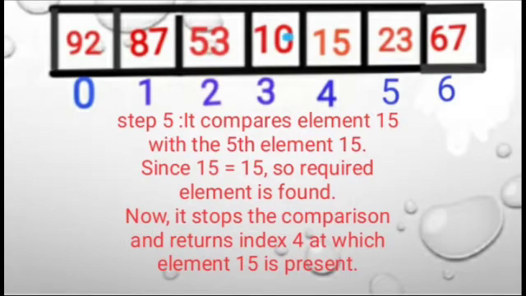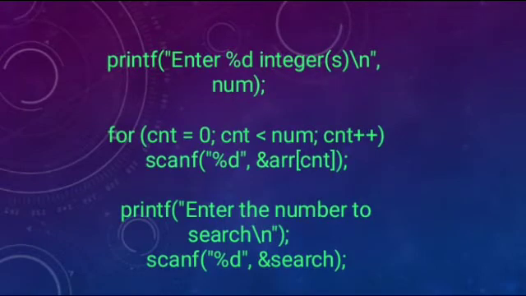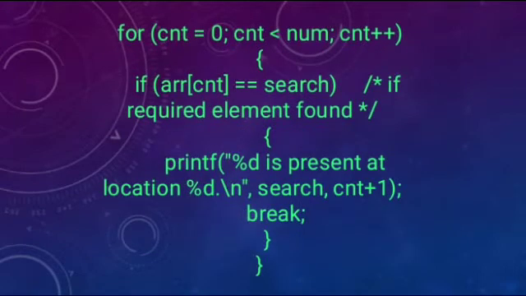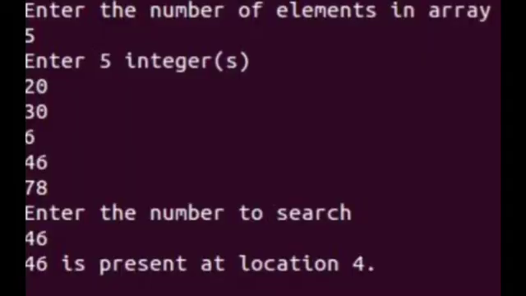Since 15 equals 15, so the required element is found. Now it stops the comparison and returns index 4 at which the element 15 is present. So the position of the element 15 is 4th index. Program for a linear search is as shown. As shown in the above example, it was done in the same way.